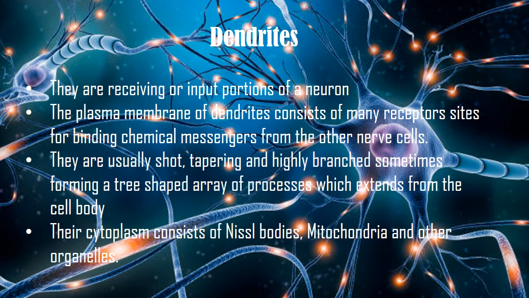Dendrites. They are the receiving or input portions of a neuron. The plasma membrane of a dendrite consists of many receptor sites for binding chemical messengers from other nerve cells. They are usually short, tapering, and highly branched, sometimes forming a tree-shaped array of processes which extends from the cell body. Their cytoplasm consists of cell bodies, mitochondria, and other cell organelles.